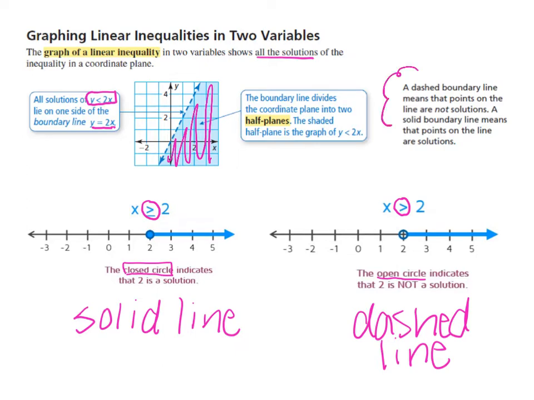The last thing to think about is a dashed line, just like an open circle, would mean that the points that are on the line are not solutions. A solid line means the points on the line are solutions. So that's that idea of 8 is greater than 8. That would be a dashed line because it's not true, but 8 is greater than or equal to 8 would have been when we had a solid line, and that one was true. So let's go ahead and start graphing.